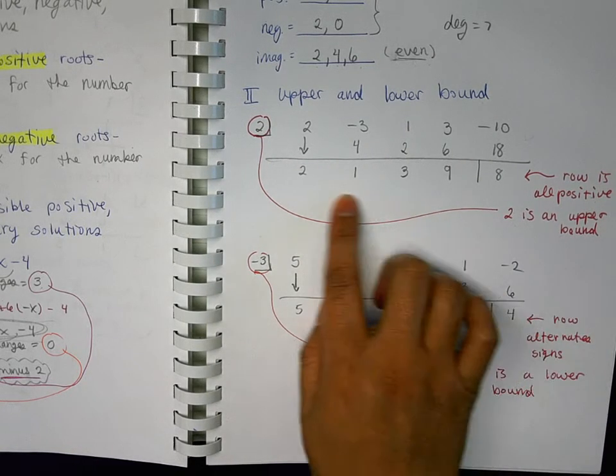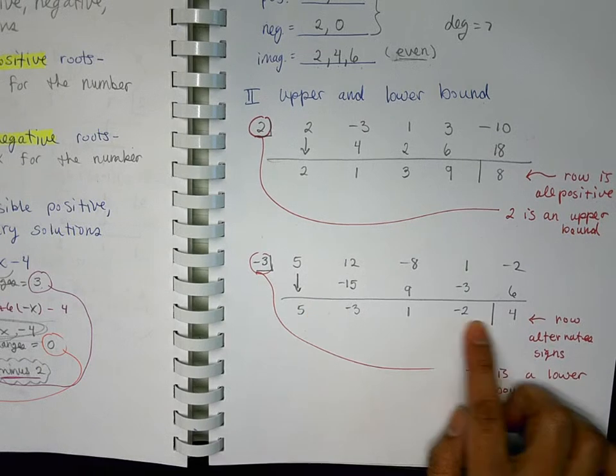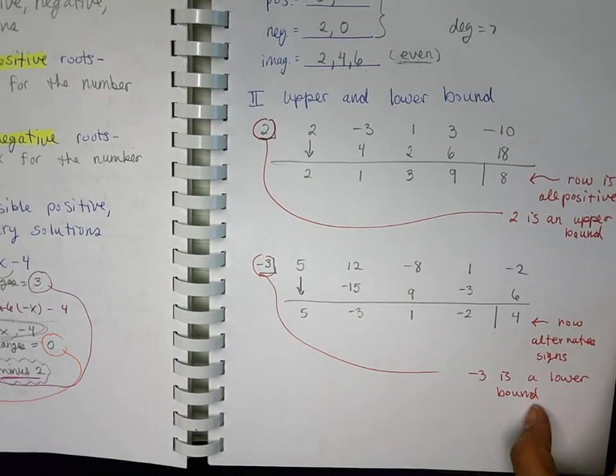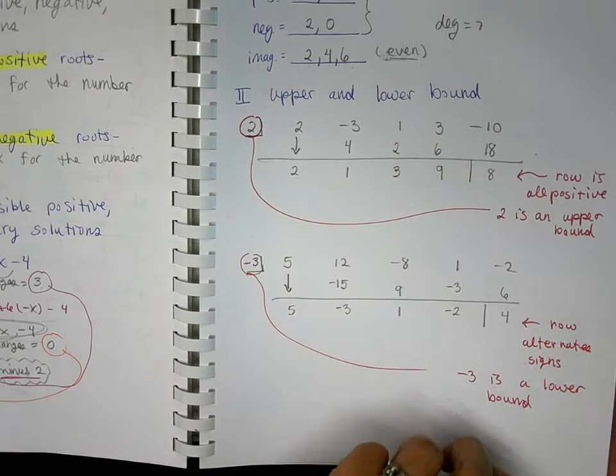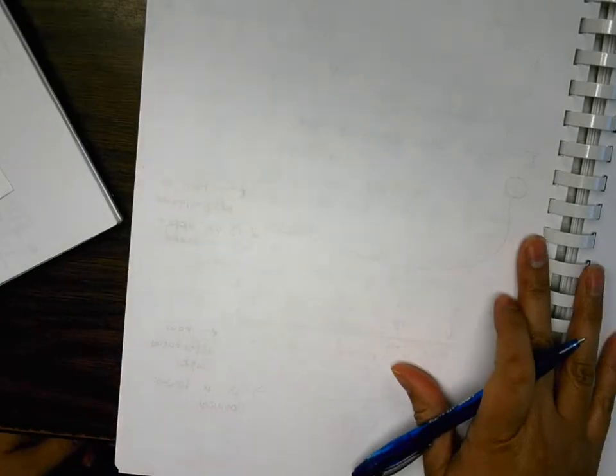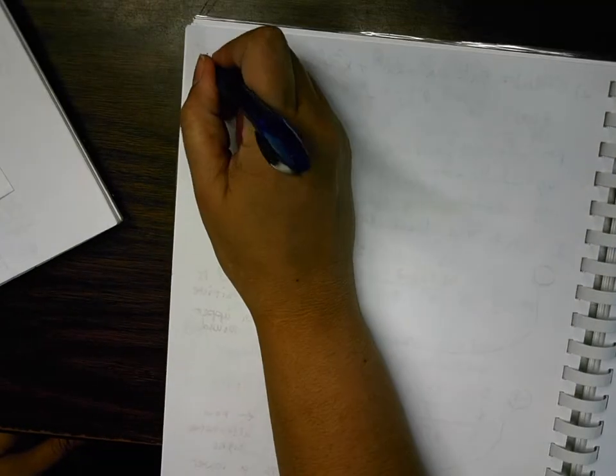Again, these you're not looking for. They're either going to give them to you, or when you're testing values, you just pay attention to the pattern. If you notice they're all positive, or if you notice that they alternate, then you're saying, oh, that's an upper bound or a lower bound. Questions? All right. Let's try one.